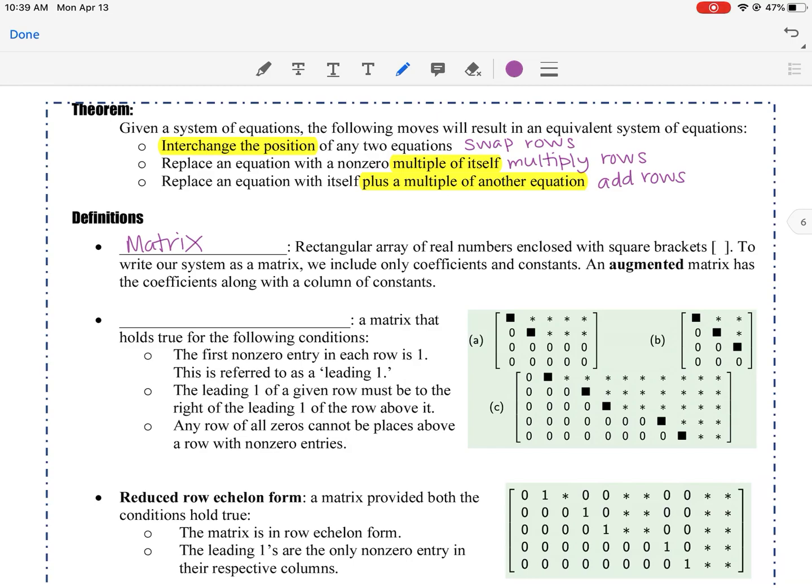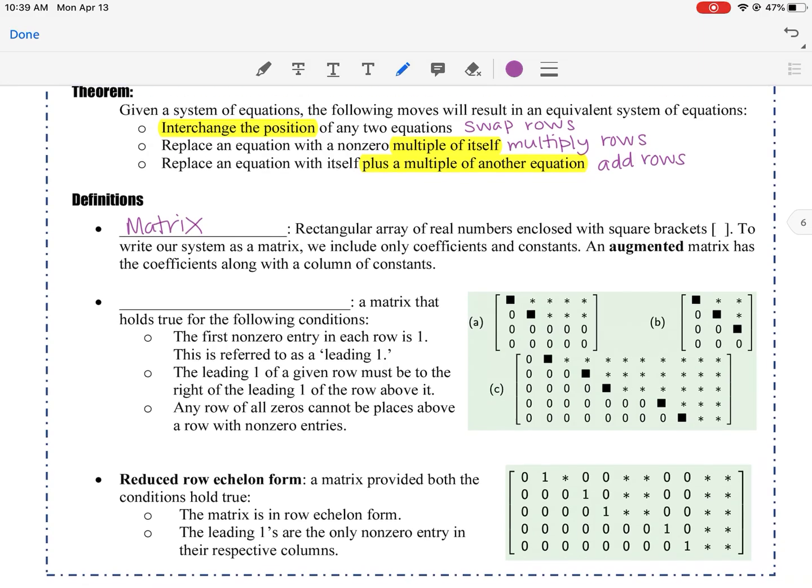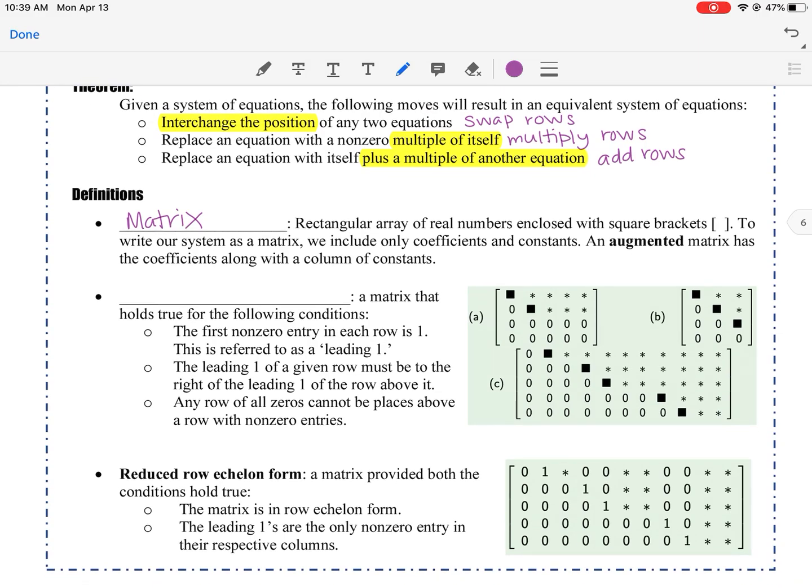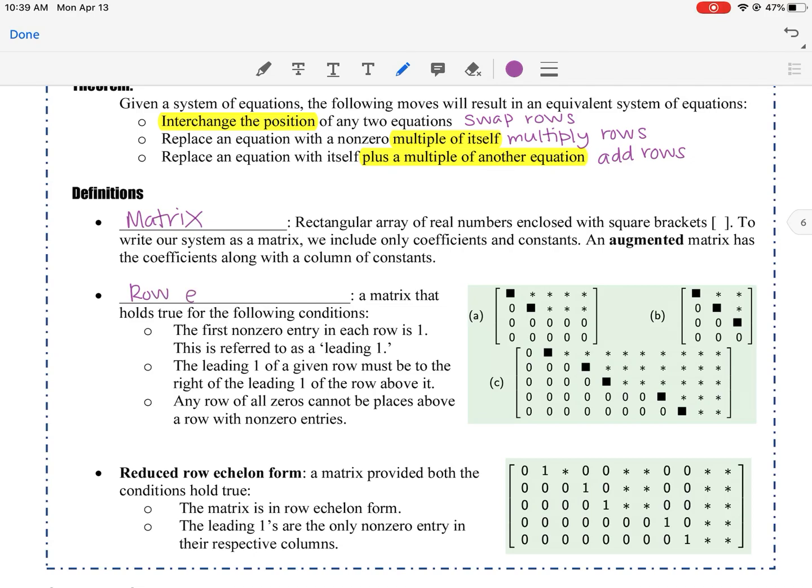Okay. So when we talk about what a matrix actually is, it's a rectangular array of numbers enclosed with square brackets. We're going to use it to write our system as a matrix. We include only the coefficients and constants, so we're not going to have any variables in our matrix. An augmented matrix has the coefficients along with a column of constants. Okay. For today, we're going to recognize something called row echelon form.